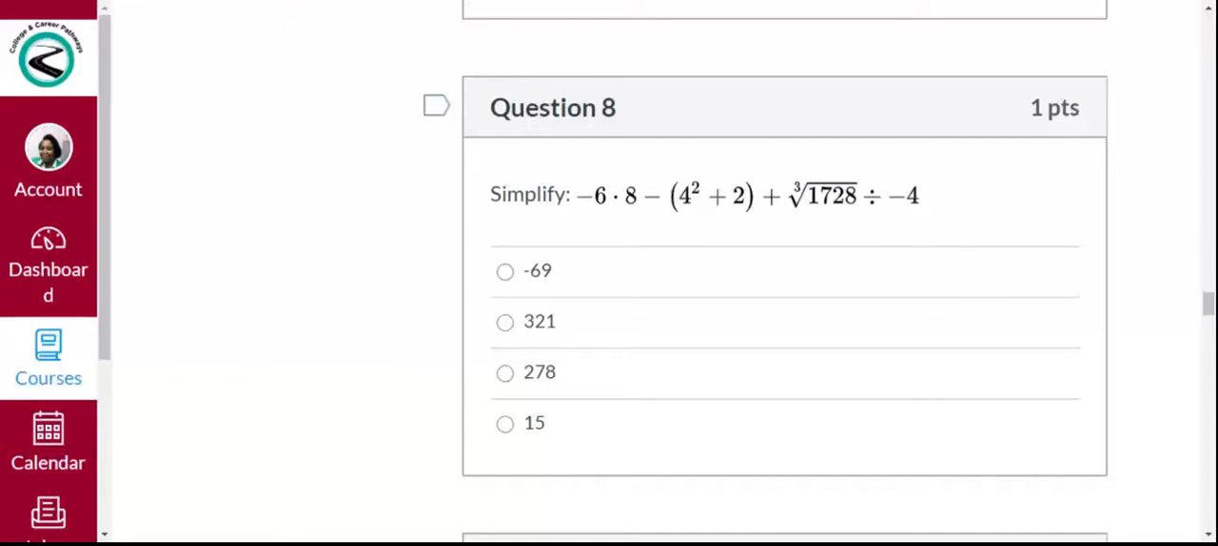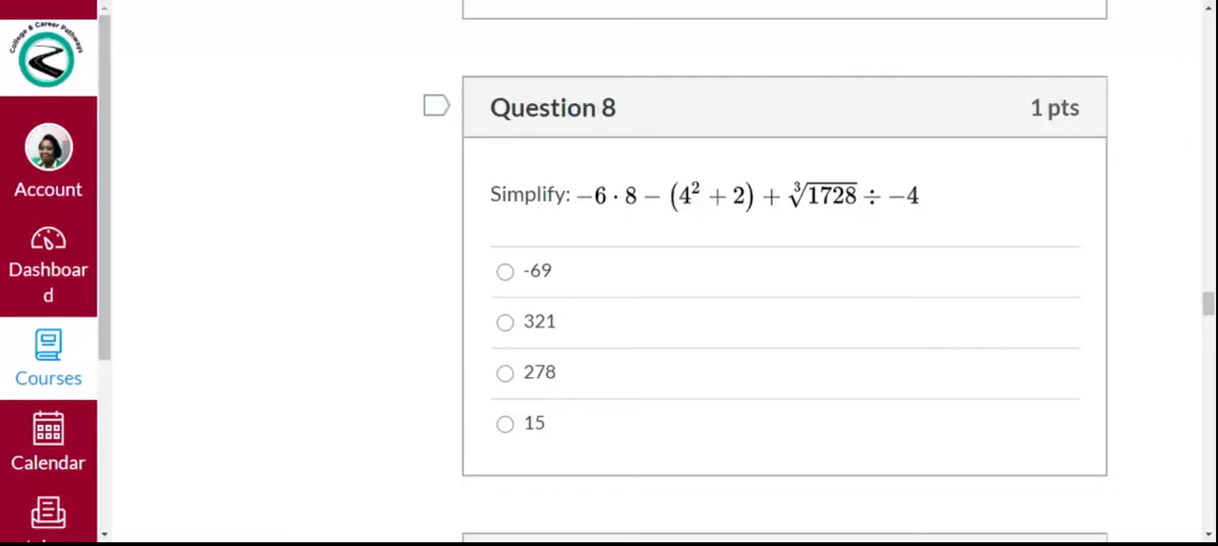I gotta write it down. So we want to simplify this down as low as we can go. Cube root of 1728 divided by -4. Okay.